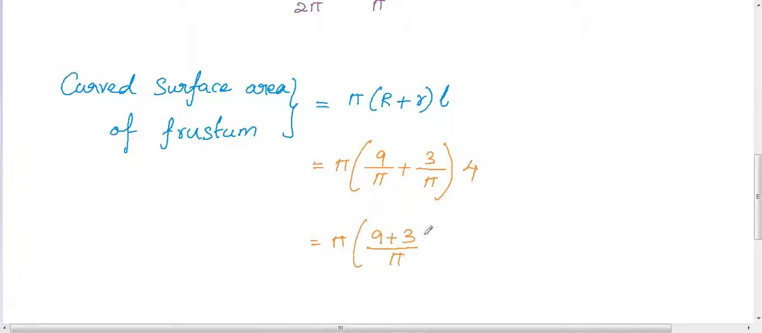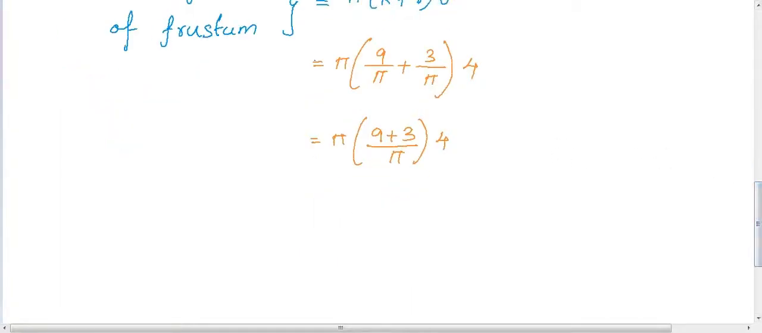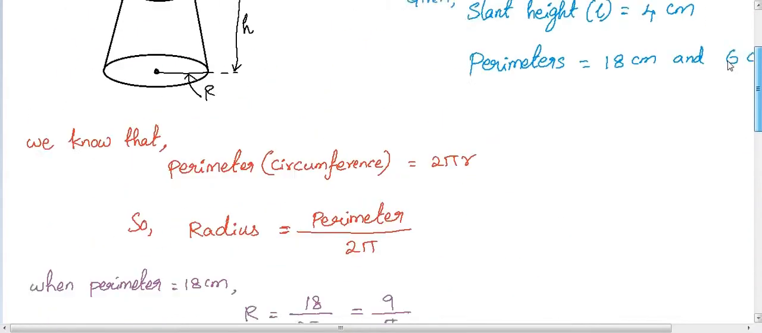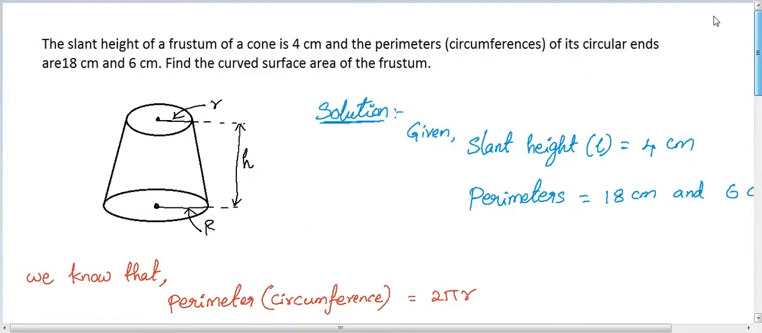So we have a common denominator, which is pi. So 9 plus 3 divided by pi. See here, we have pi in both the numerator and denominator, so it cancels out. So 9 plus 3 becomes 12. So 12 into 4 is 48. So the surface area of the frustum is 48 square centimeters. I hope you understand this question.